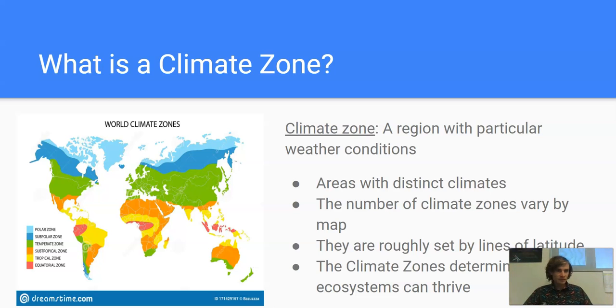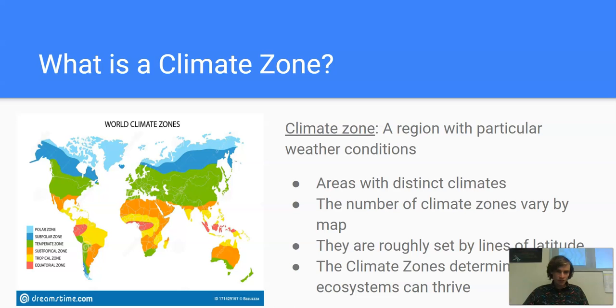Different scientists have different numbers of climate zones. We're going to talk about 8 today. Climate zones determine what ecosystems and what animals can thrive in a certain area, because certain animals and certain plants are adapted to live in a different kind of climate and ecosystem.